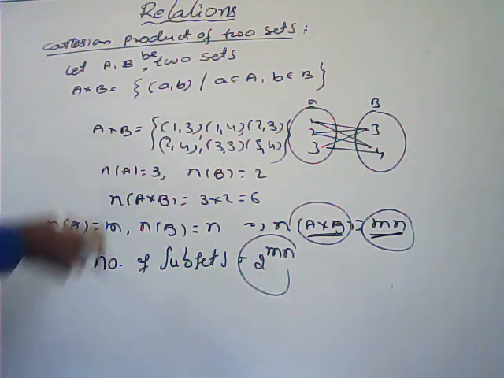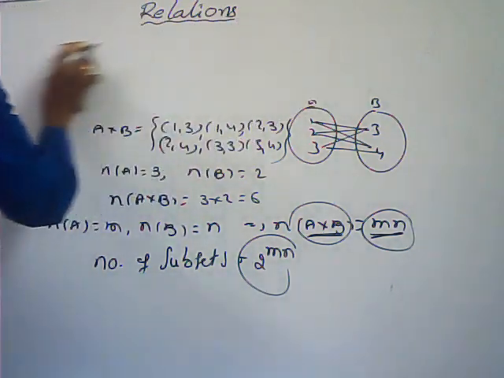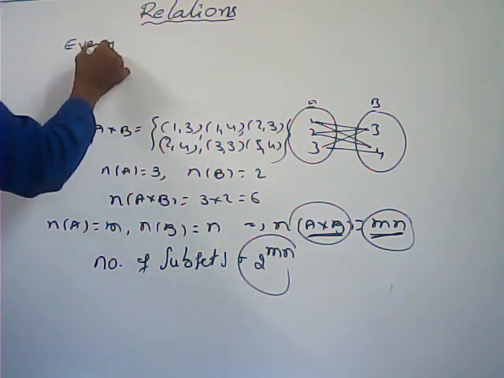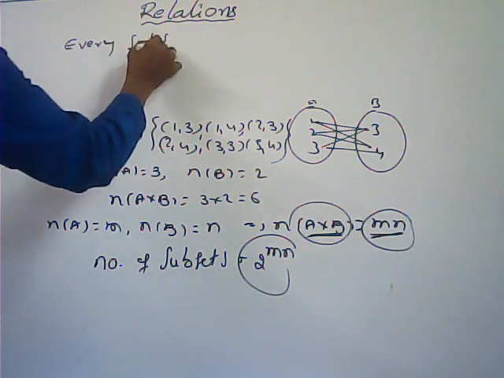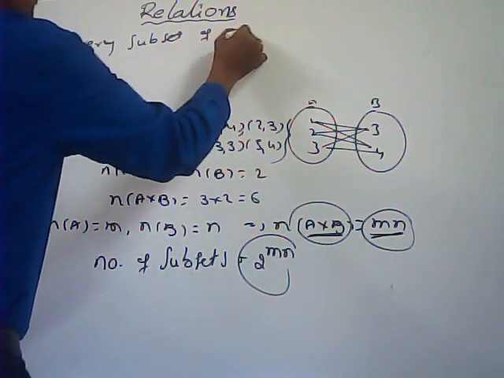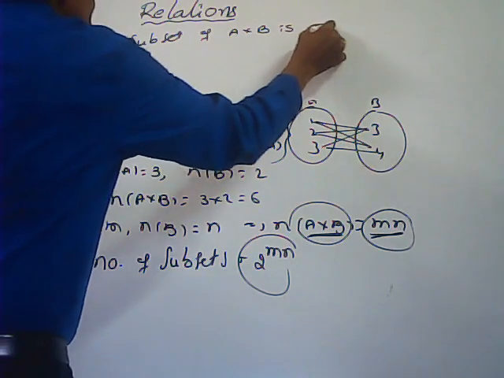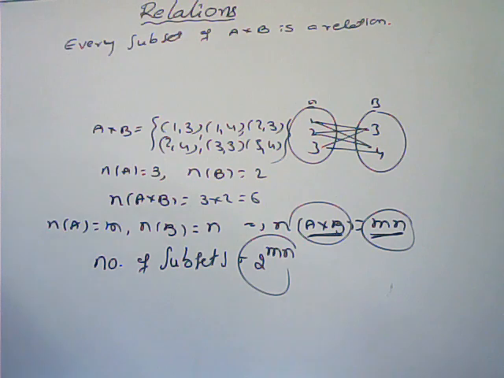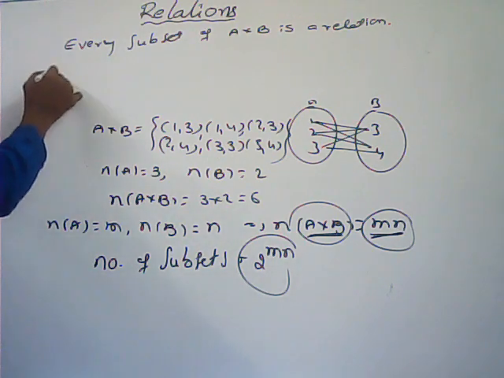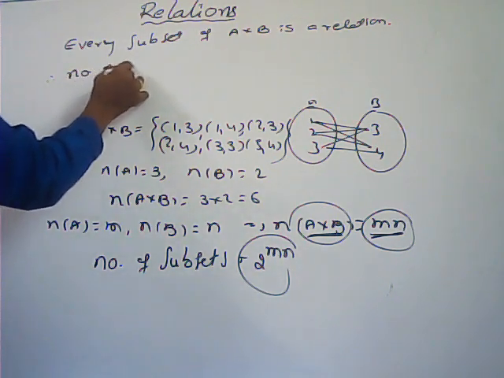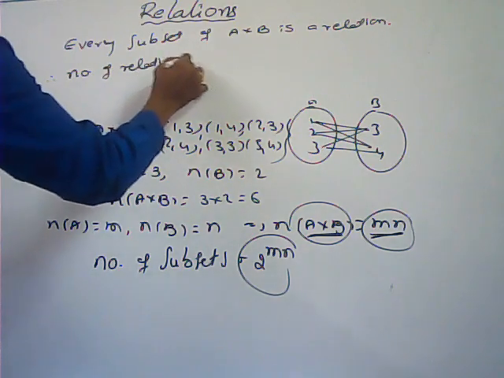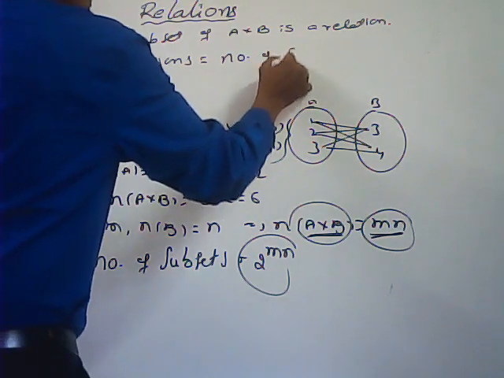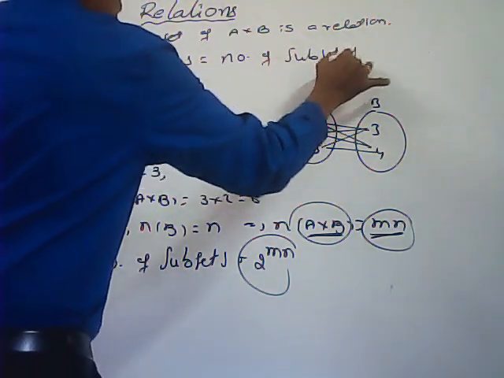Now I am going to explain about the relation. Every subset of A cross B is a relation. Every subset of A cross B is a relation. So the number of relations is equal to the number of subsets of A cross B.